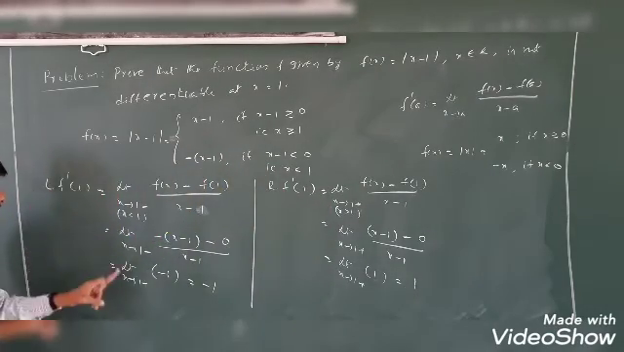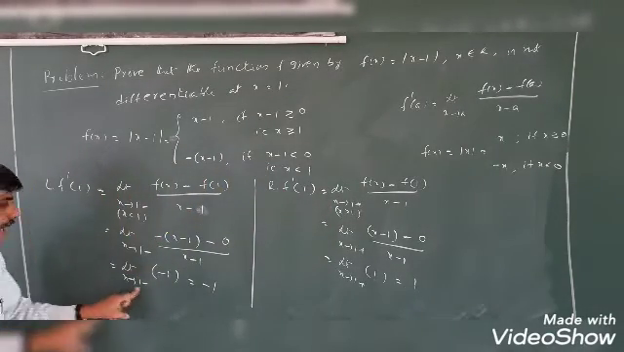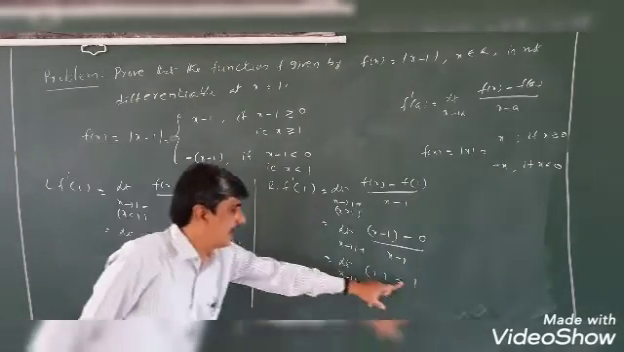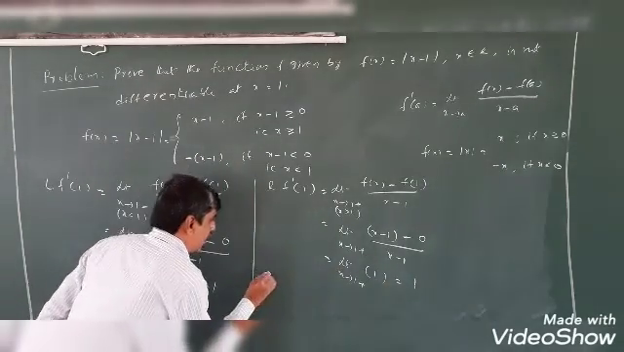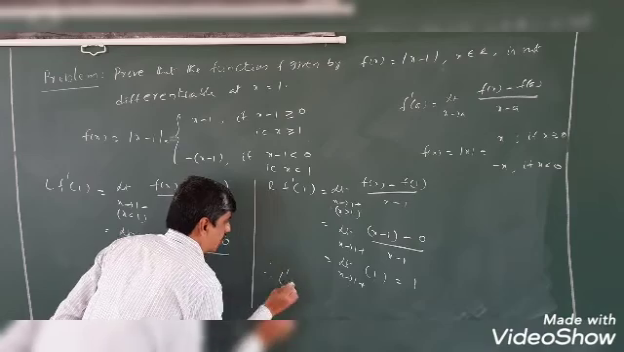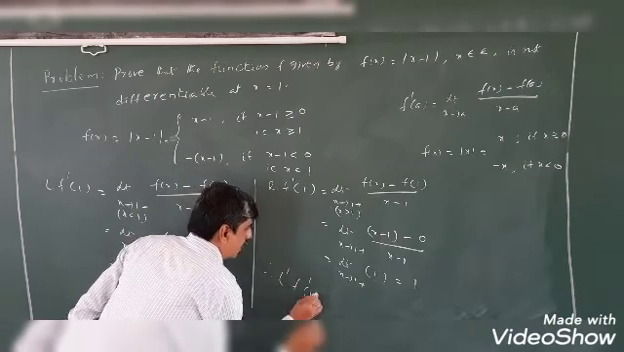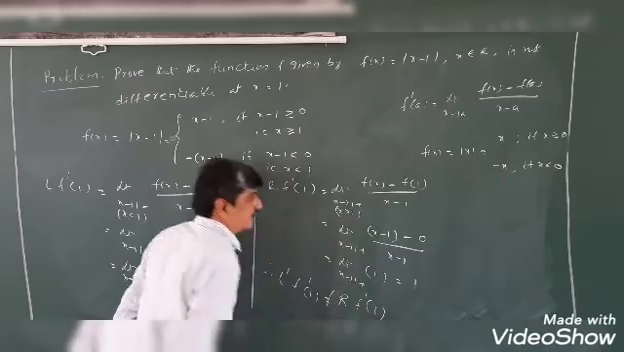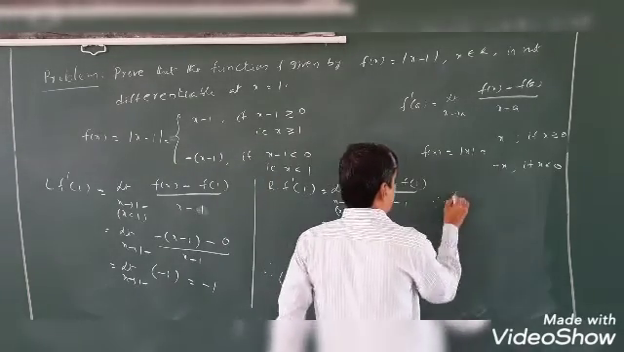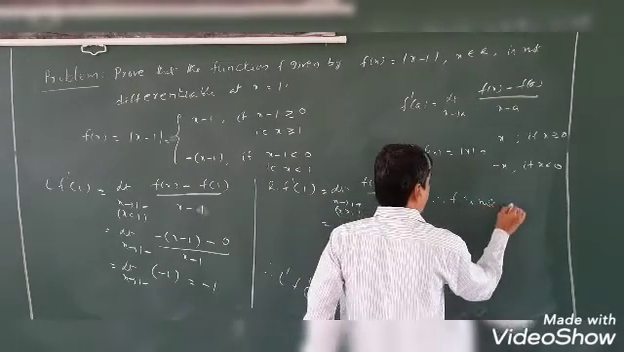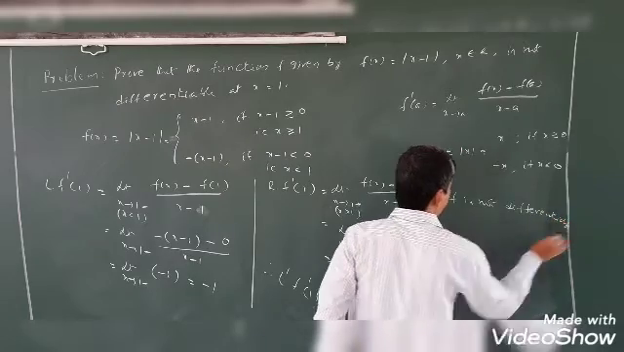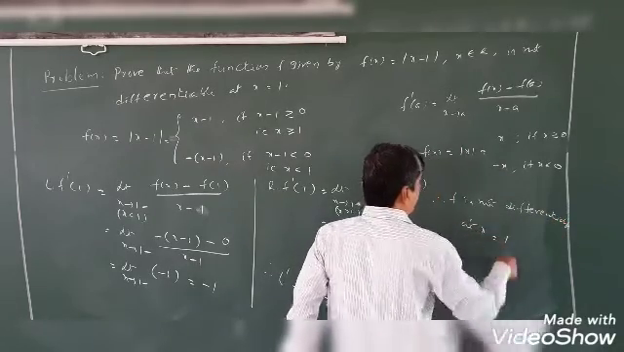So the left derivative at x is equal to 1 is minus 1, and the right derivative at x is equal to 1 is plus 1. Therefore, the left derivative at 1 is not equal to the right derivative at 1. So therefore, f is not differentiable at x is equal to 1.